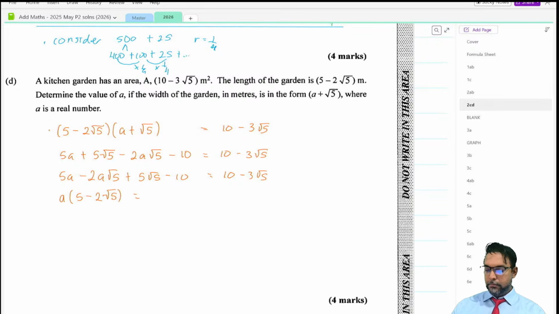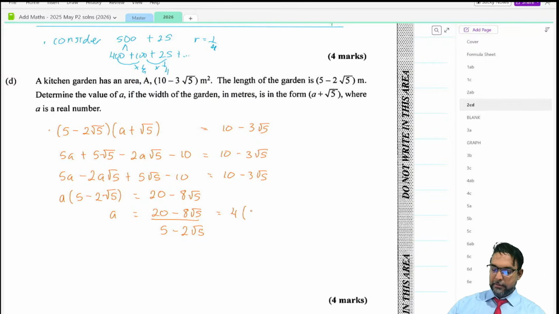When I carry across the minus 10, it becomes plus 10, and 10 plus 10 is 20. When I carry across 5 root 5, I have to subtract it, and minus 3 root 5 minus 5 root 5 becomes minus 8 root 5. And now when I divide, in the numerator I could pull out 4 as a common factor and get 5 minus 2 root 5 there. And that's going to be all over 5 minus 2 root 5.